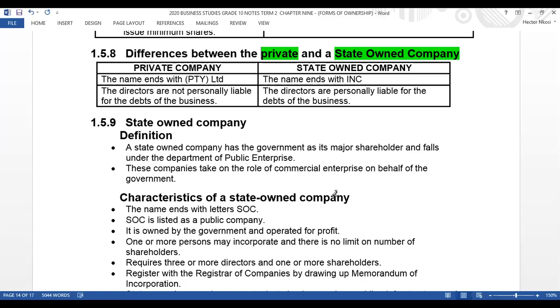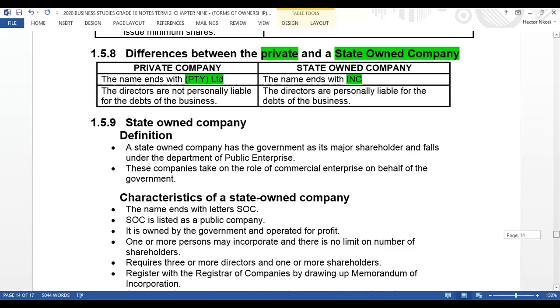All right, now let's look at these two differences. Your private company, as I said earlier on, ends with PTY Ltd, right? Whereas your state-owned company ends with INC. Then under a private company, the directors are not personally liable for the debts of the business, right? Here, the directors are personally liable for the debts of the business. Those are the two differences between your private and your state-owned company.